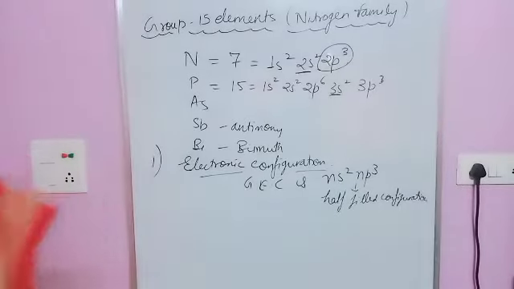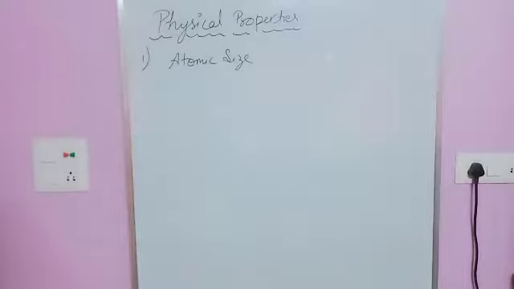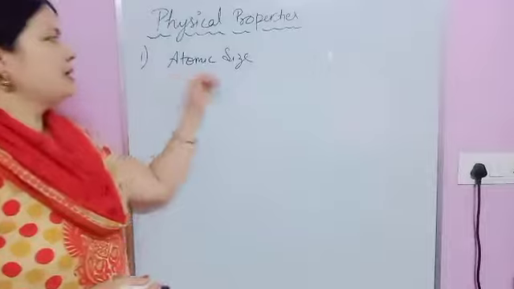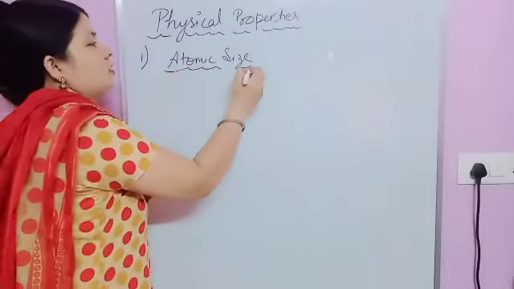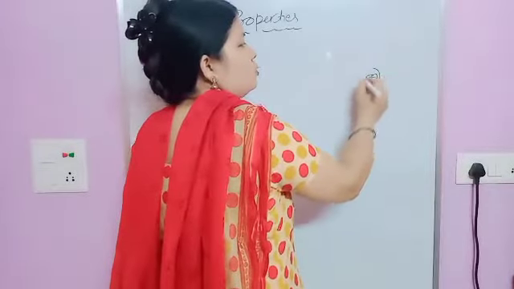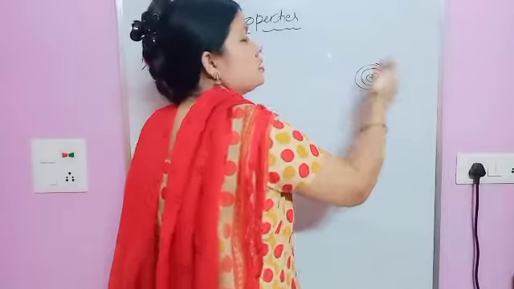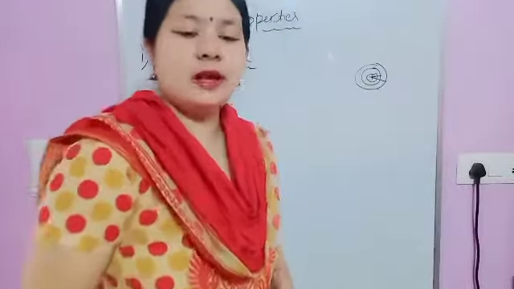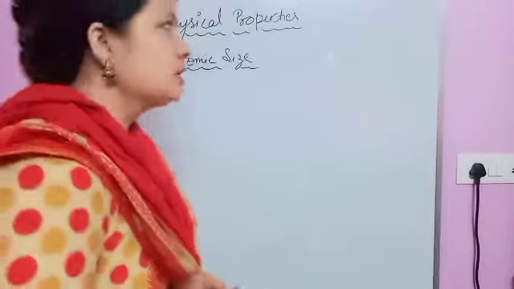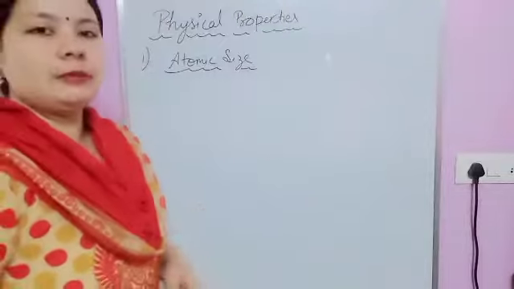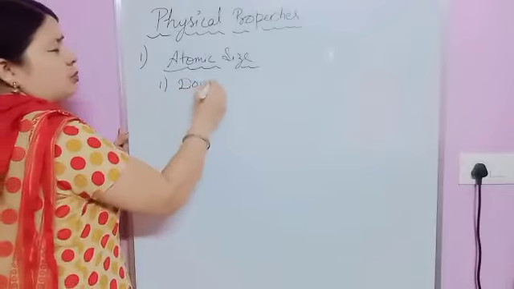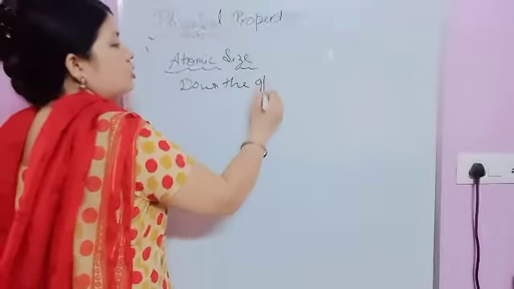Now next thing is regarding physical properties. The first one is atomic size, or you can say atomic radius. Simply, it's the distance from the center of the nucleus to the outermost shell. As the number of shells increases, their atomic radius also increases. That is for your knowledge. Now in case of group 15 elements, because we are talking about group 15, down the group.